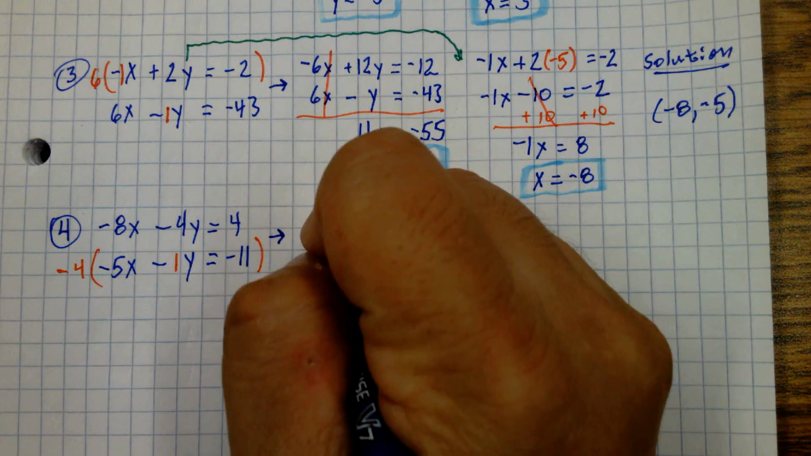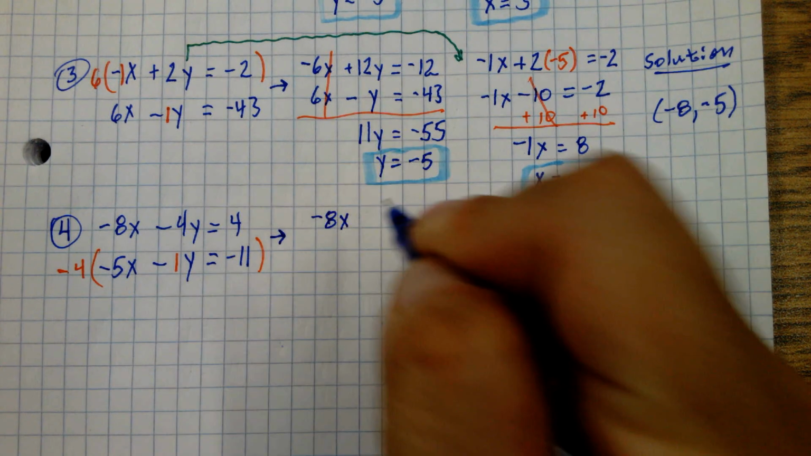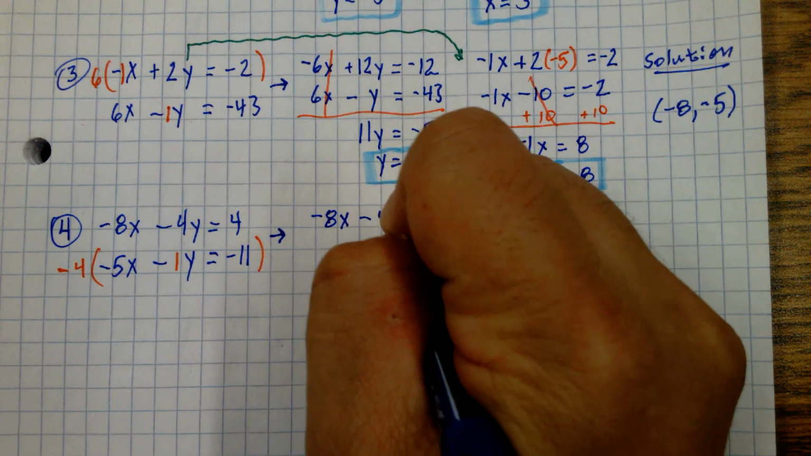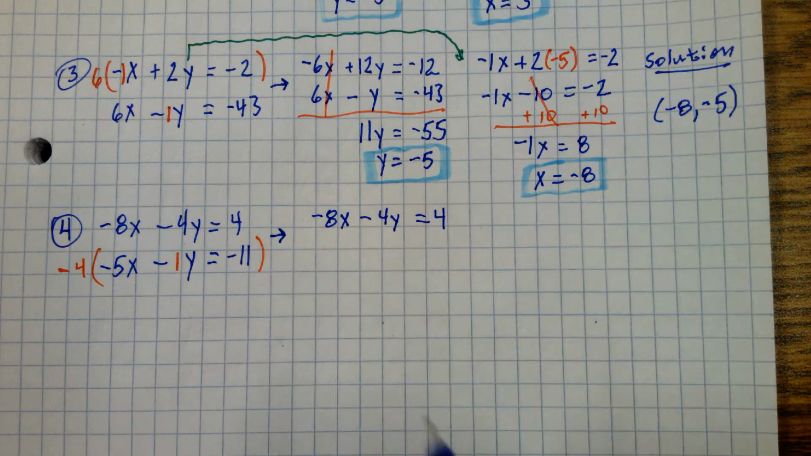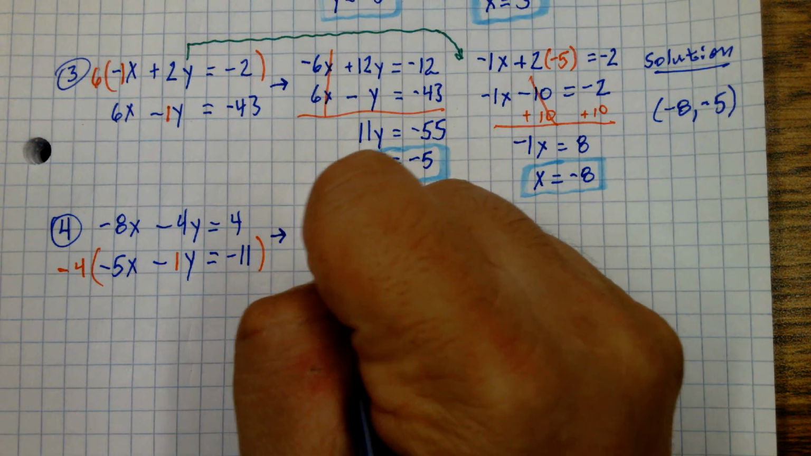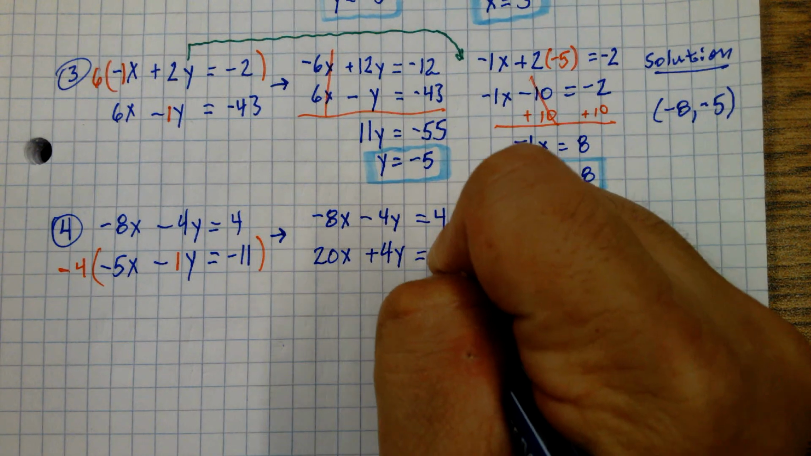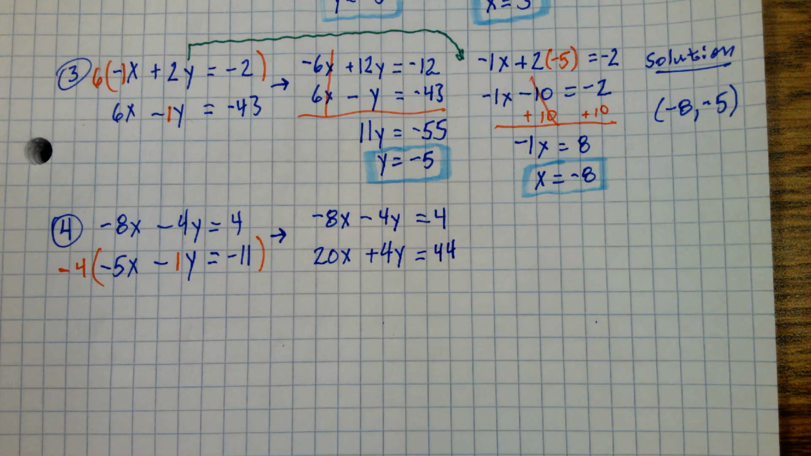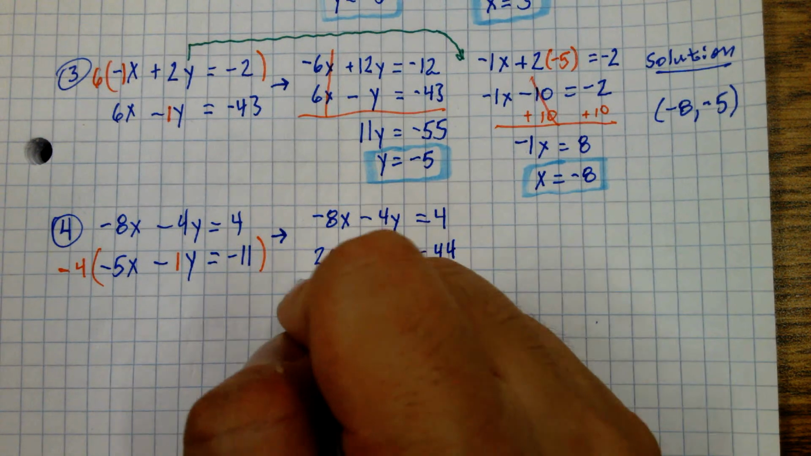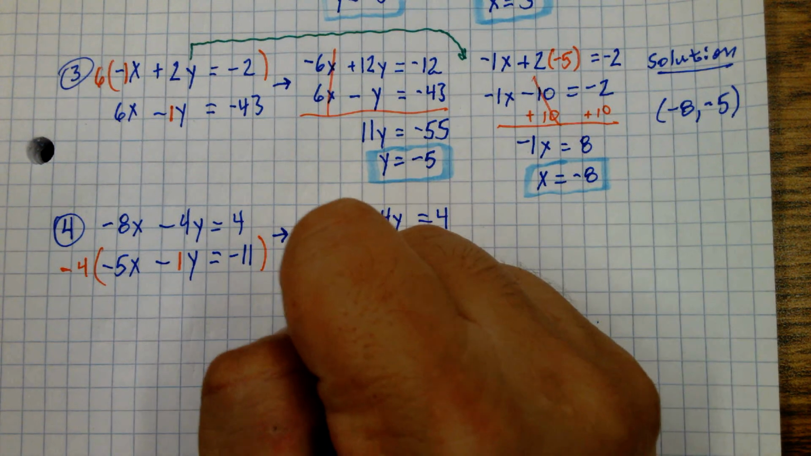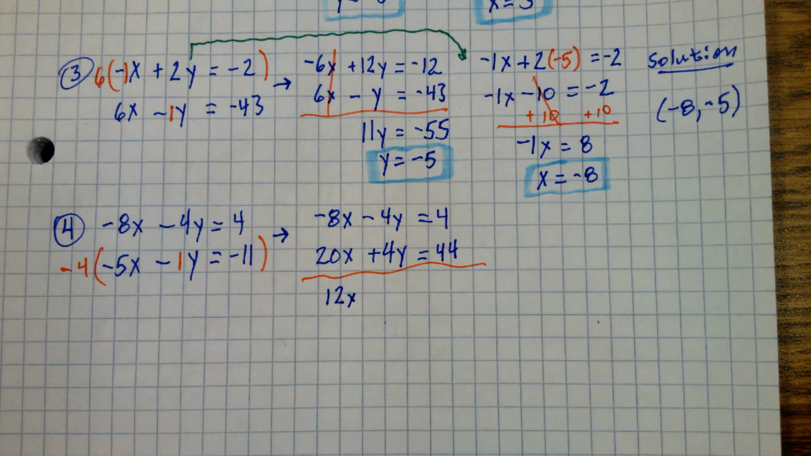We always want to make it as easy on us as possible. So let's see, we're going to keep the top one the same. And this is the first one where we're not eliminating x's, by the way. Okay, and then we've got 20x plus 4y equals 44. All right, that's not too bad. Let's cancel. Okay, so this is going to become 12x. Negative 4y and 4y will cancel.